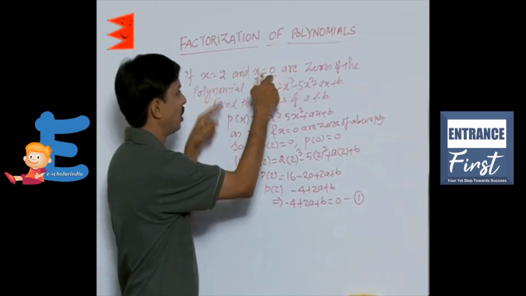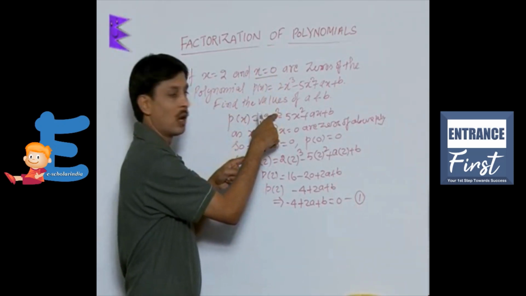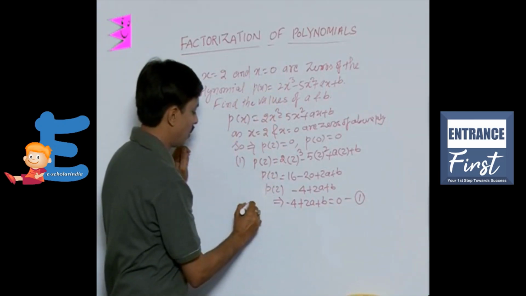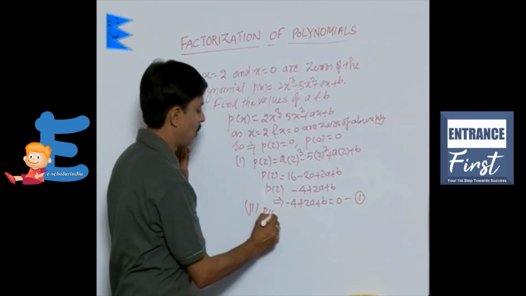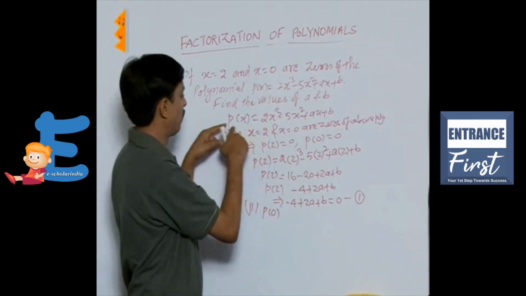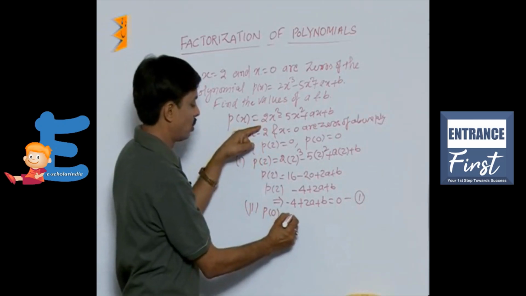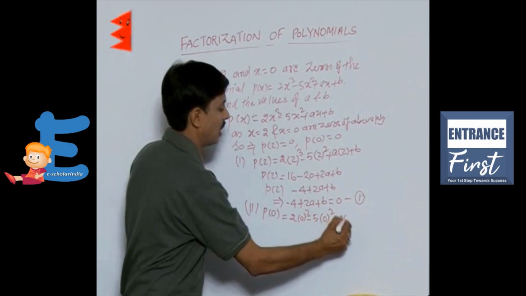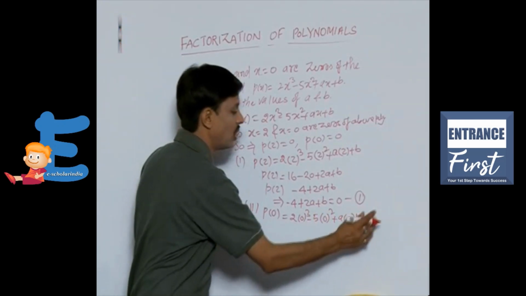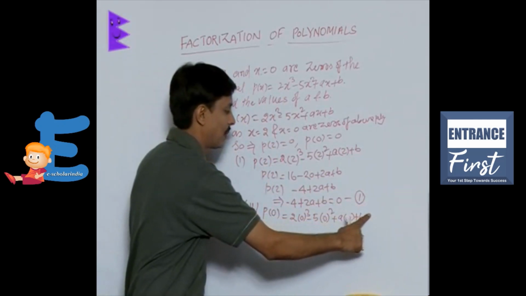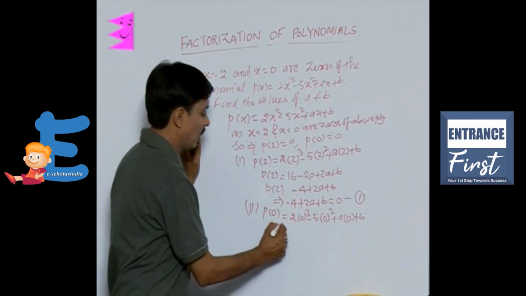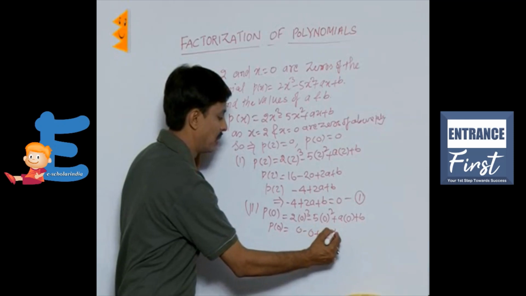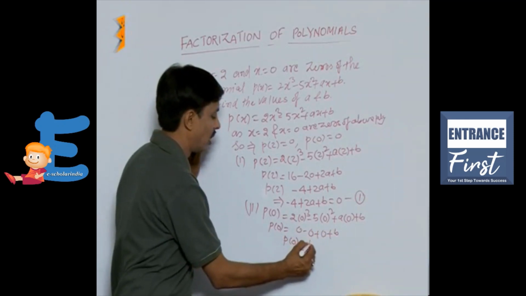Similarly, x = 0 is also its zero. It is a cubic polynomial, it has 3 zeros. 2 of the zeros are mentioned, that is 2 and 0. Now I am taking the second condition. So for that, P(0). P(x) becomes P(0) = 2 × 0³ − 5 × 0² + a × 0 + b. But first I am calculating only P(0). So the answer of P(0) is 0 − 0 + 0 + b. So P(0) is coming only b.